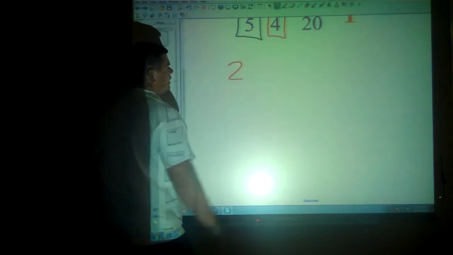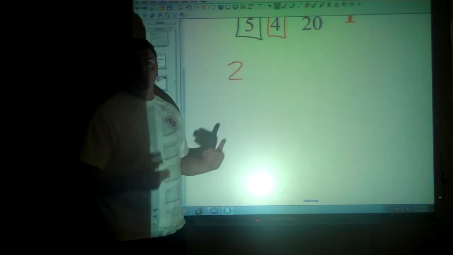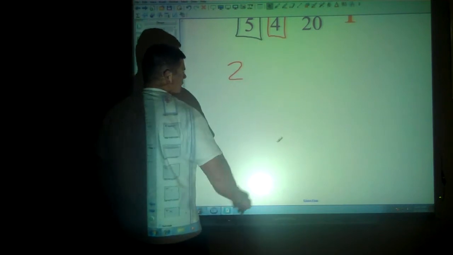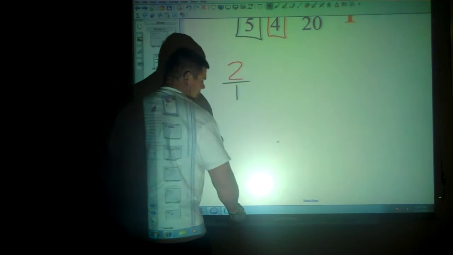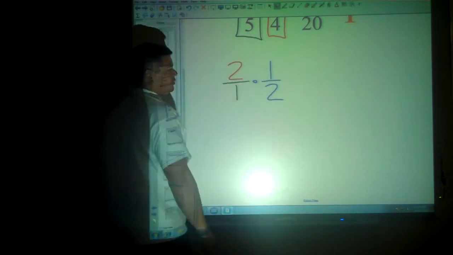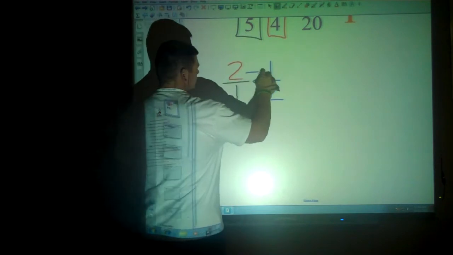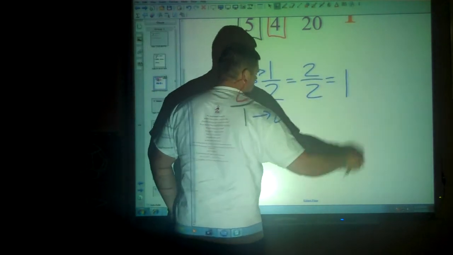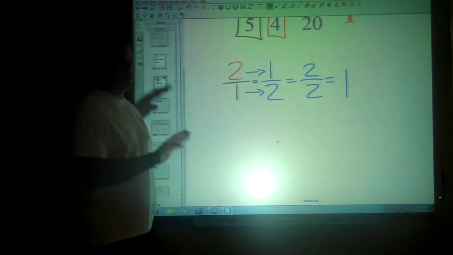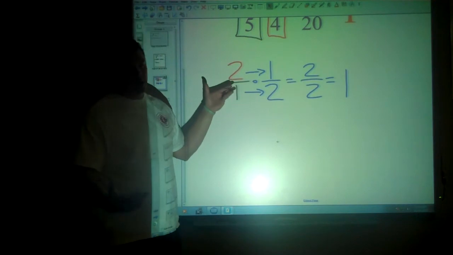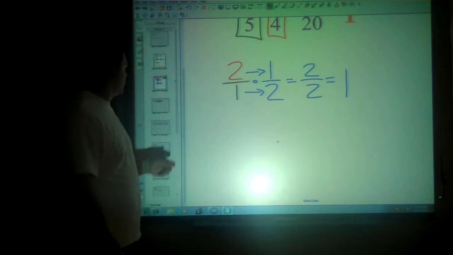Sometimes people aren't sure how to find the reciprocal of a whole number or an integer. Well, any whole number or integer can be made a fraction by putting it over 1. That means the reciprocal then would be the flip of that, numerator and denominator. They multiply straight across, and you'd end up with 2 over 2, which again makes 1. So any number can have a reciprocal as long as you can write it as a fraction. And any integer can be written as a fraction by putting it over 1.